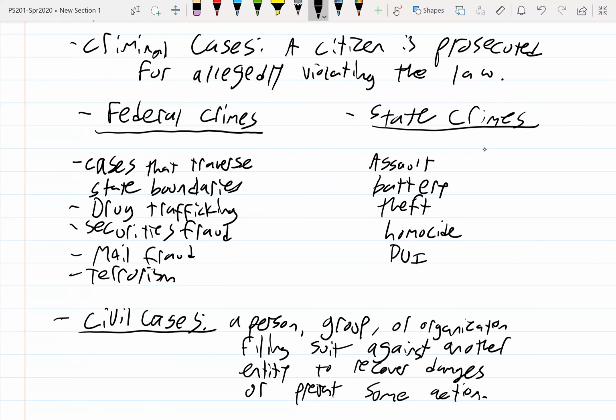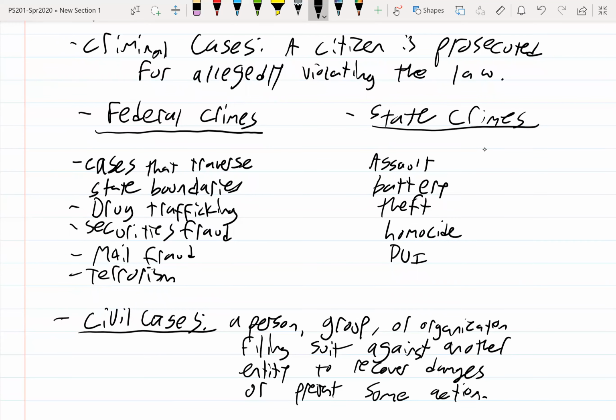So one example of a civil case, this maybe wouldn't be a federal civil case, is that somebody goes into a store, they slip on a wet spot in the store and injure themselves and want to sue the store. Right? That's sort of a stereotypical example of a civil case.